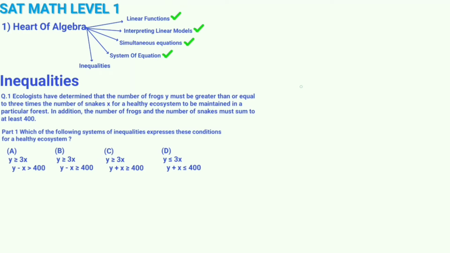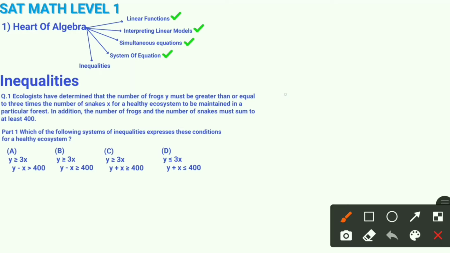Ecologists have determined that the number of frogs y must be greater than or equal to 3 times the number of snakes x. 3 times, okay. So y greater than or equal to 3x for a healthy ecosystem to be maintained in a particular forest. In addition, the number of frogs and the number of snakes must sum up to at least 400. At least, y plus x greater than or equal to 400. So this is the answer.